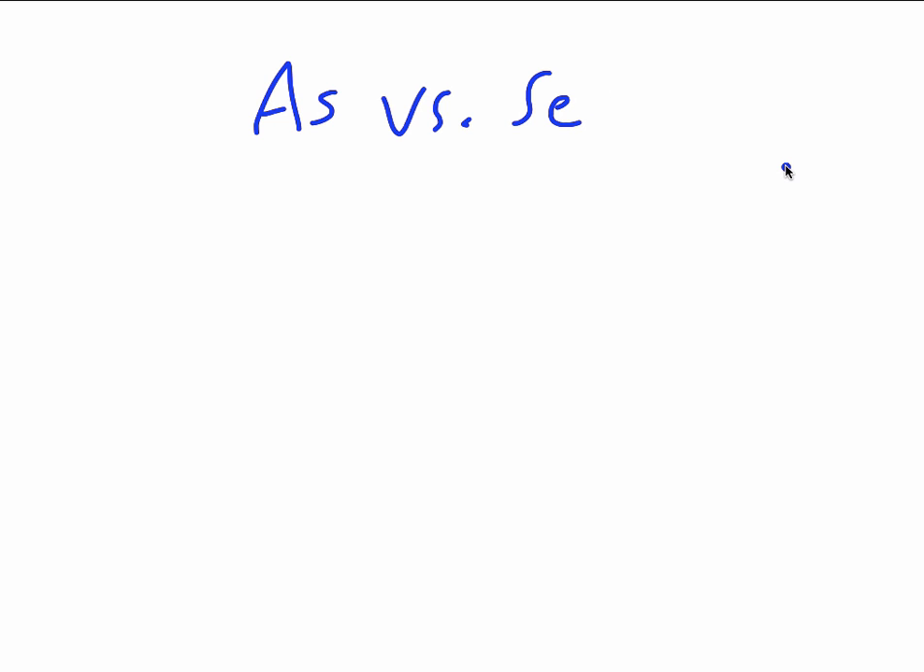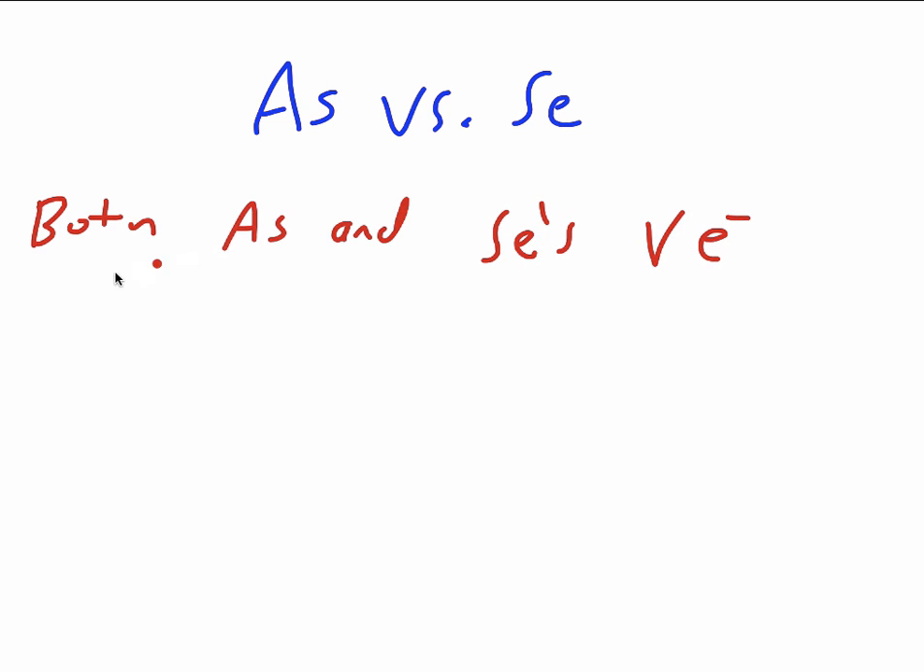Ionization energy differences. So let's say we had a horizontal comparison, As versus Se. With a horizontal comparison, we start off by identifying that they have valence electrons that are both in the same energy level. So we say both As and Se's valence electrons, VE, are in the fourth energy level. So we say n equals 4.